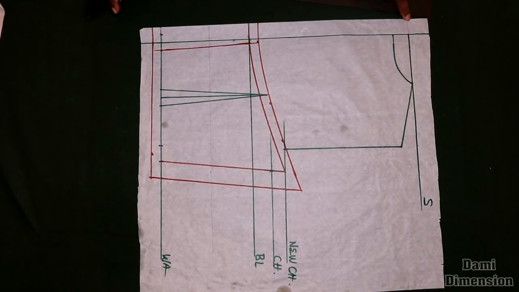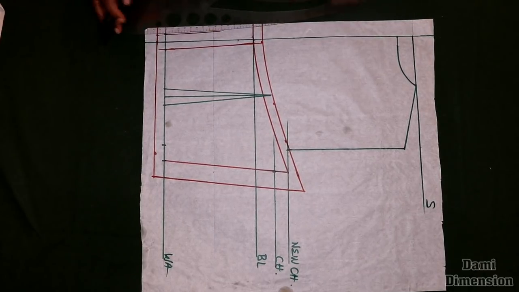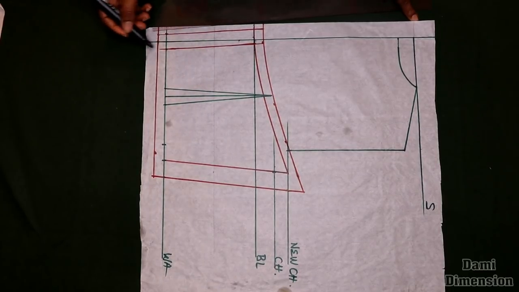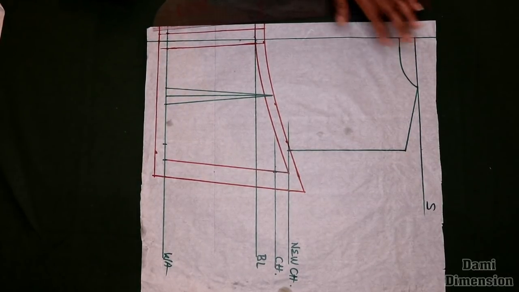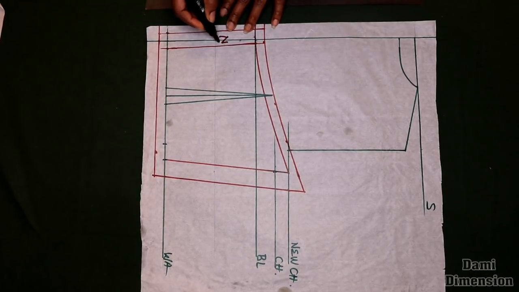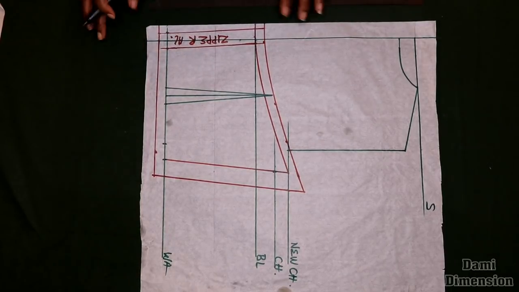Okay, so from that point as well, I will connect all the way to the edge of the paper. I should connect all the way up actually, but because I'm not using that yoke for the back, I don't have to connect all the way up. I'm just stopping where necessary. Okay, so now here is my new zipper allowance.